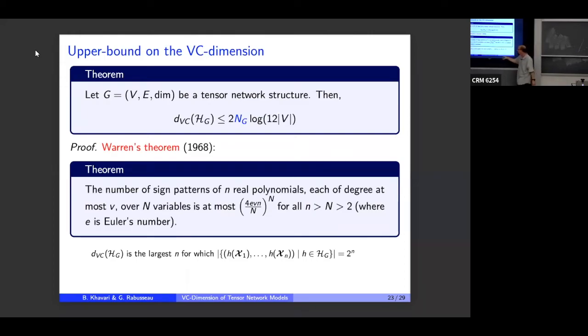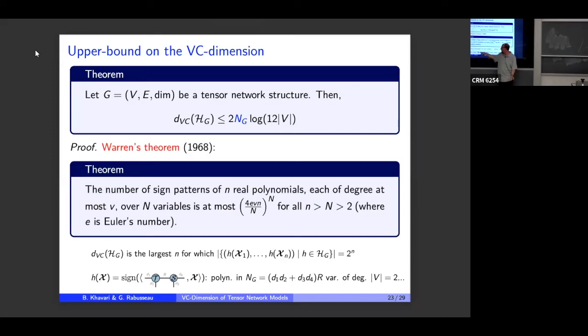Well, the VC dimension is the largest n for which I can find a set of points x1 up until xn so that I can shatter it. What does it mean that I can shatter? It means if I look at this, and this thing is a vector of signs, right? Each of these things is a sign. This is the sign of the inner product between x1 and one of these hypotheses, so this is one of these low-rank tensors. I do that for all my input points. But what is this h of x? h of x is the sign of, in our case before, this little tensor network.